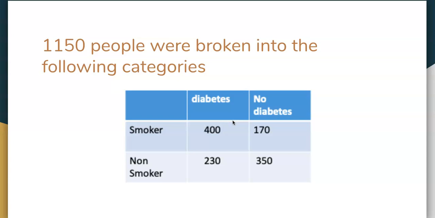We have the second example, 1,150 people were broken into the following categories. Let's see. So we have some smokers. By the way, how many were the total number of smokers? Now I can see there were 400 smokers who had diabetes and 170 smokers who don't have diabetes. So if I add, it would be nice to have that maybe on a piece of paper. Will you write that down? So do 400 plus 170. Write down that there were 570 smokers in total, right?